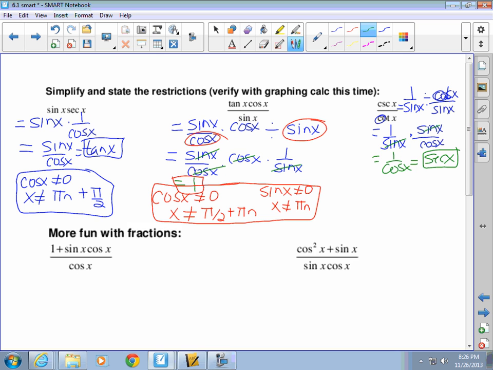Now, if I'm looking for what was underneath or behind a restriction, I had my sine x, and this sine x and cos x were both behind the restrictions, but I don't need to do the sine x twice. So I have sine x is not equal to 0, cos x is not equal to 0, so x is not equal to pi n, and x is not equal to pi over 2 plus pi n.